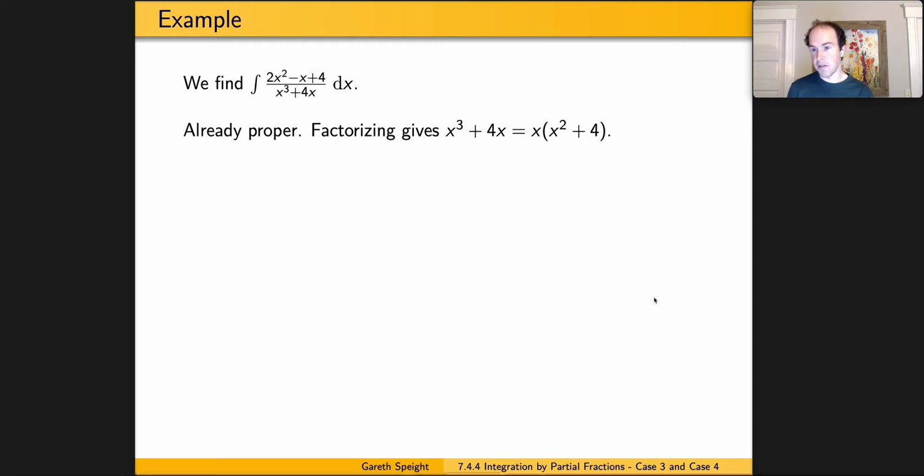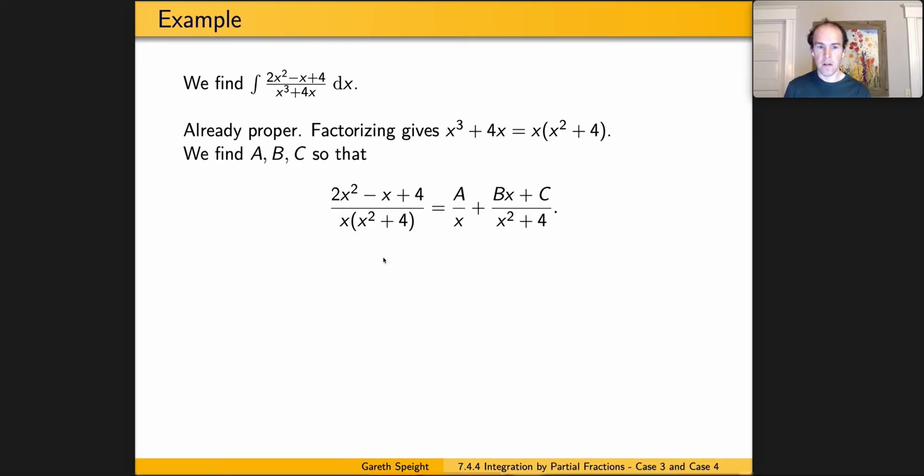So for instance, a is 1, b is 0, c is 4. If we do b squared minus 4ac, we're getting 0 minus 4 times 1 times 4, so minus 16, but definitely negative if you check. So it's an irreducible quadratic, so we have to use case 3. That means we have to find a and b and c so that this equation is true.